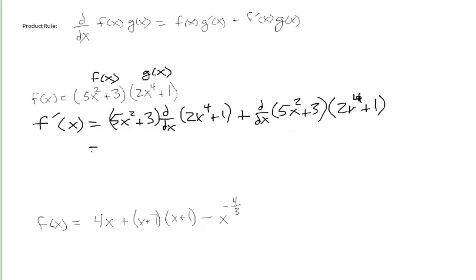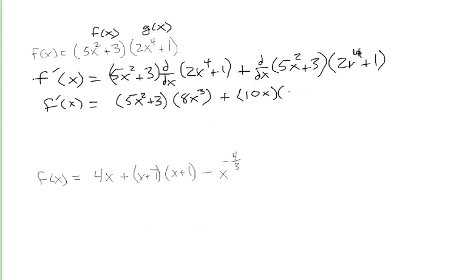And now we'll go through and take those derivatives. So f prime of x is equal to 5x squared plus 3 times the derivative of 2x to the fourth plus 1, which is multiply 4 times 2, giving me 8, subtract 1 from the exponent, and the derivative of 1 is 0, plus the derivative of 5x squared plus 3 is 10x times 2x to the fourth plus 1. And that's it for that derivative.